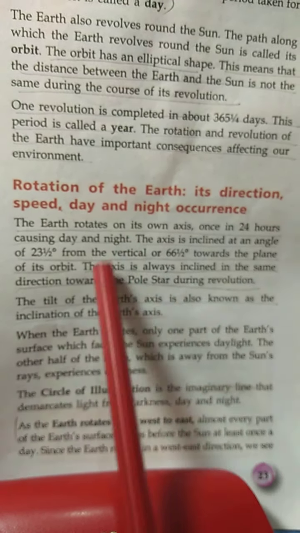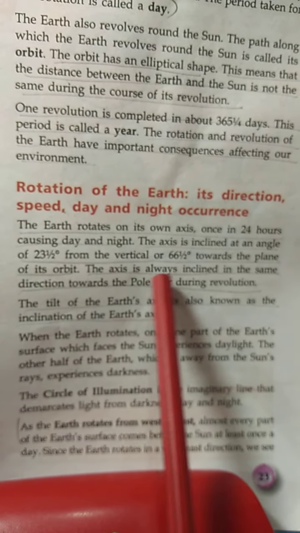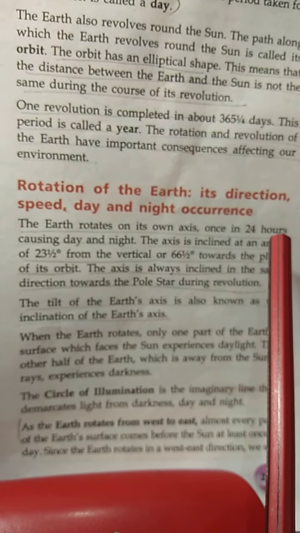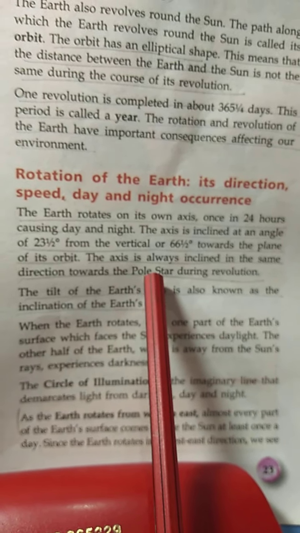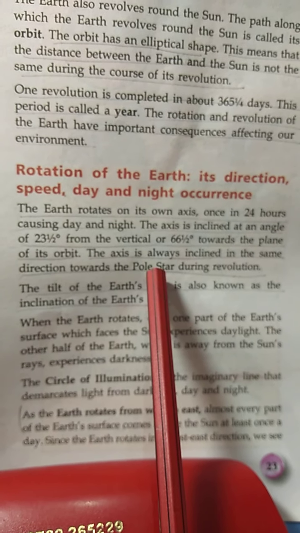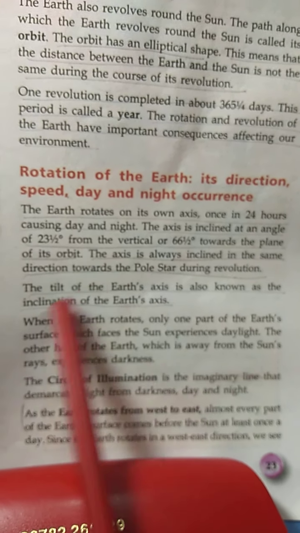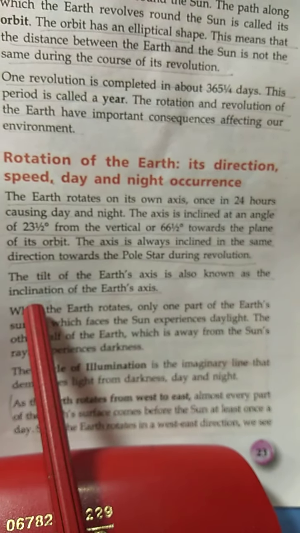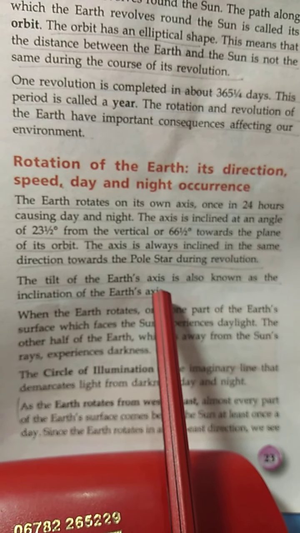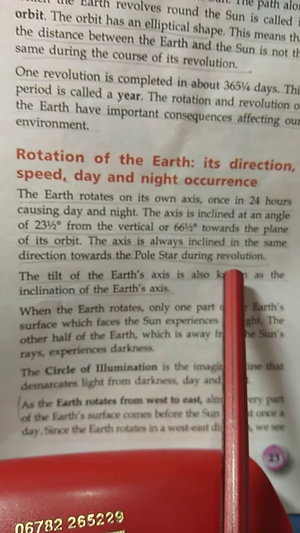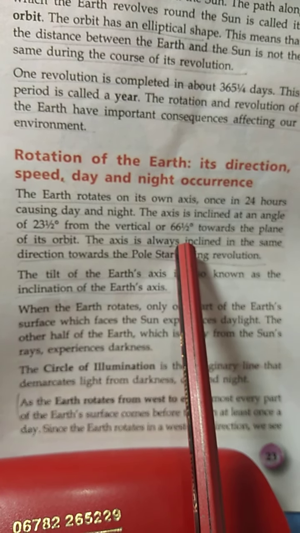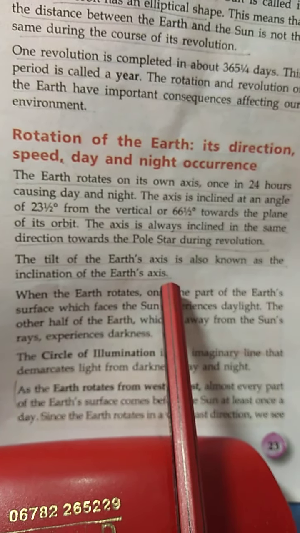So during the period of revolution, the axis is always inclined in the same direction, the north pole pointing towards the pole star and the south pole away from it. It's just in the opposite direction. The tilt of the earth's axis is also known as the inclination of the earth's axis. Now, the axis of the earth is inclined at an angle of 23.5 degrees from the vertical, and this is known as the inclination of the earth's axis.